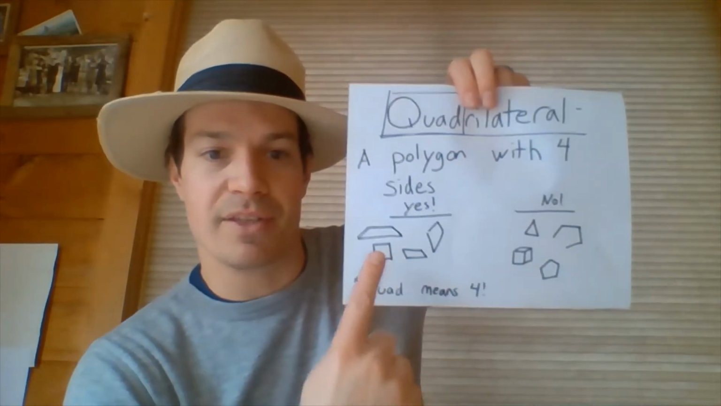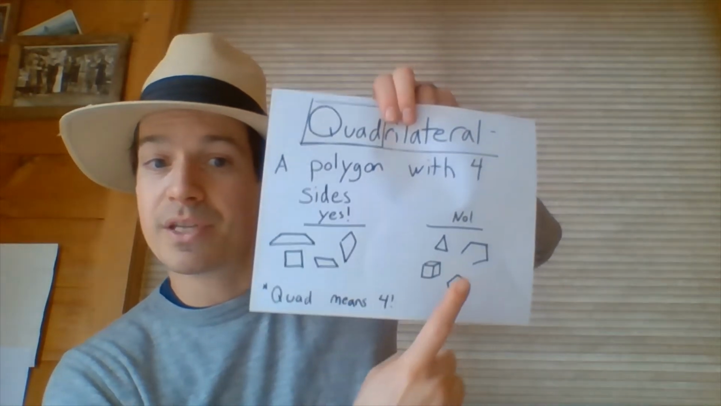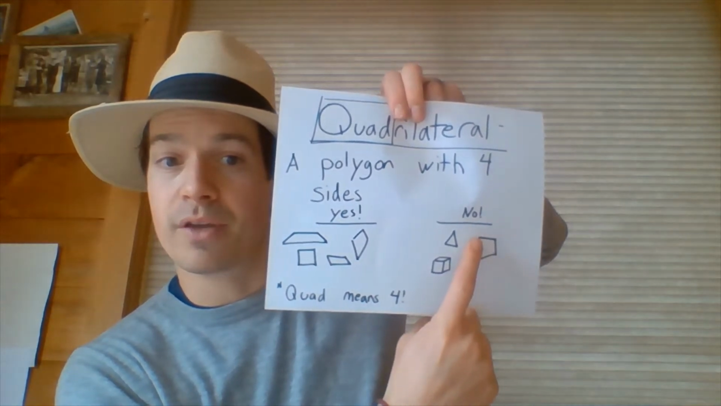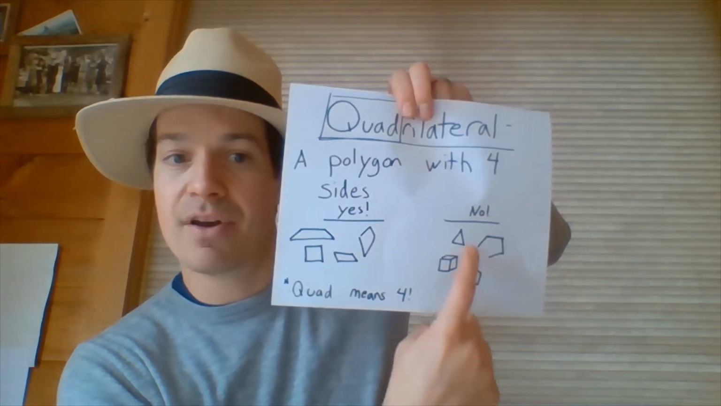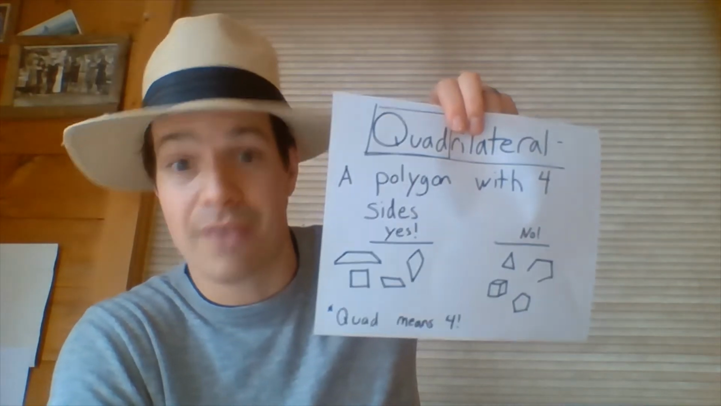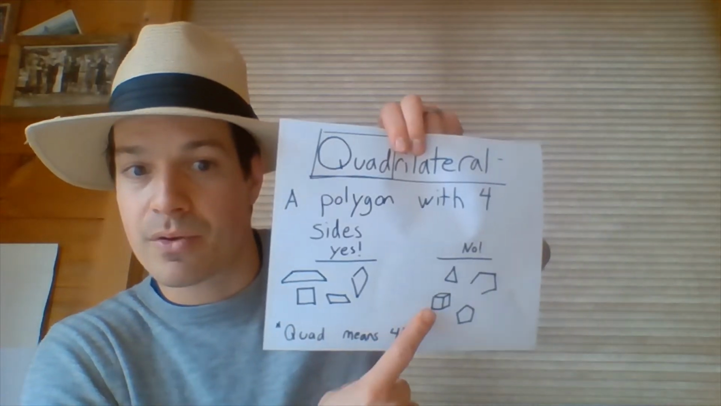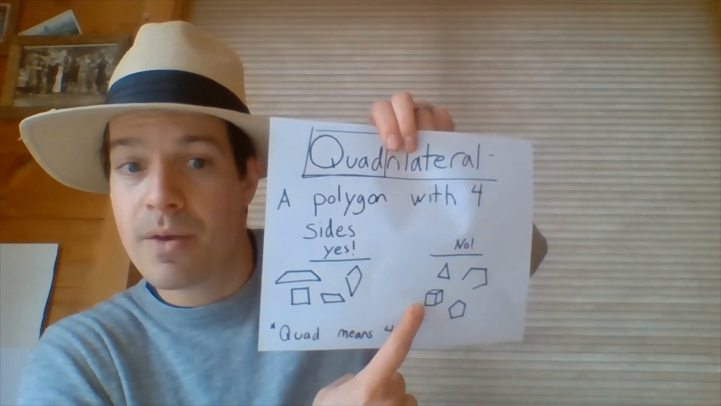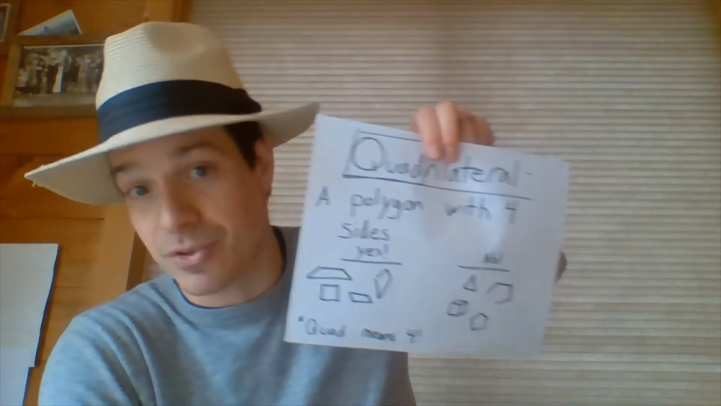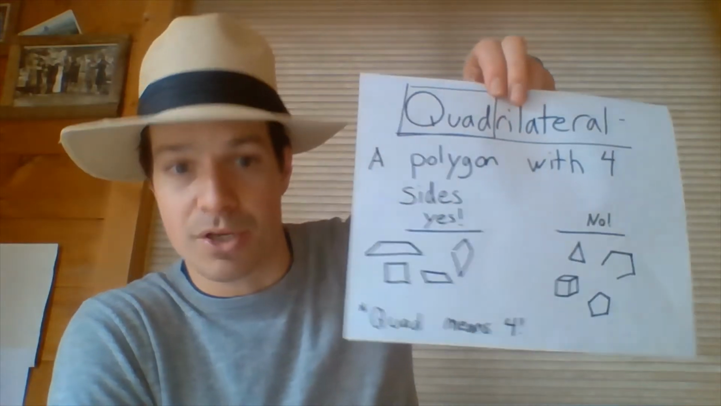So we have examples of things that are quadrilaterals, and these are not. You can see this one is not, even though it has 4 sides, 1, 2, 3, 4, it doesn't have another line over here closing it up, so it's not a polygon. If it's not a polygon, it can't be a quadrilateral. This one is a cube, and it has 4 sides, but it's 3-dimensional, so it's actually not a polygon, and it cannot be a quadrilateral.